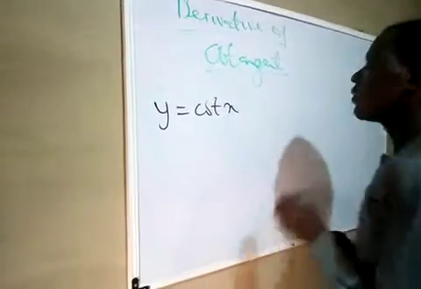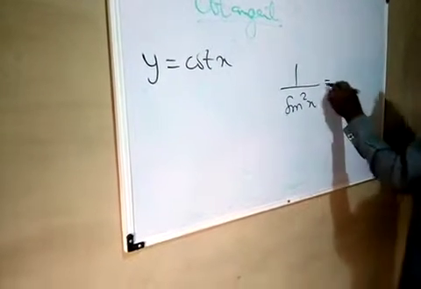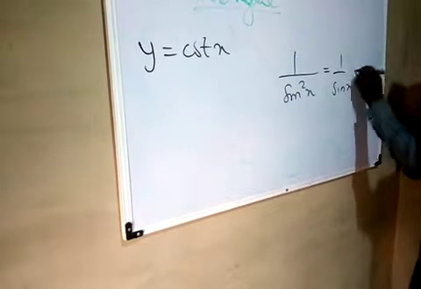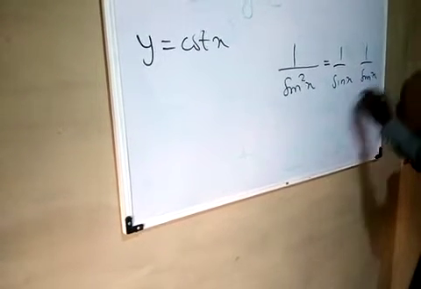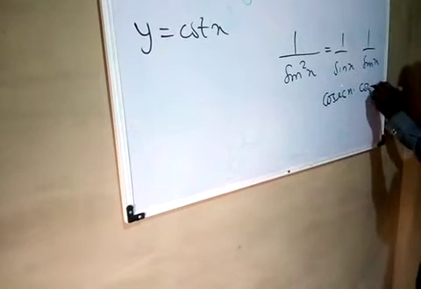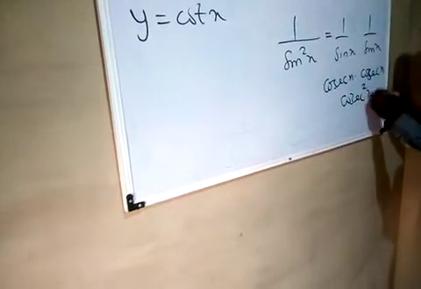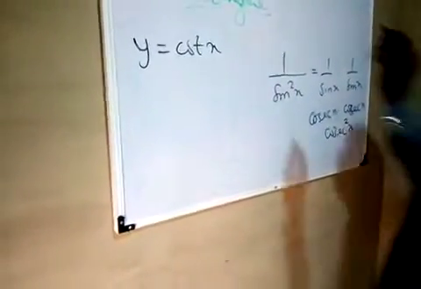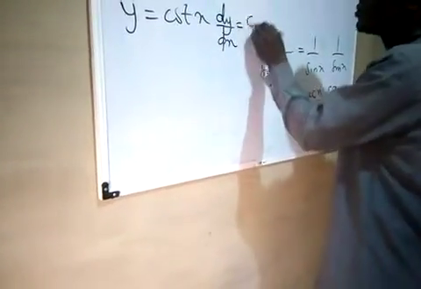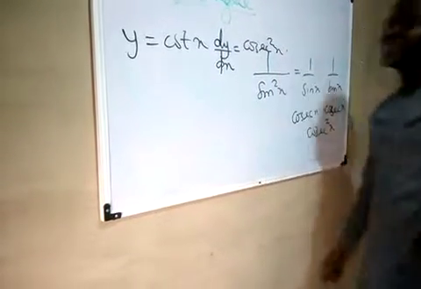We said our dy/dx is 1 over sin square x. So that gives us 1 over sin x times 1 over sin x. That will give us cosec x times cosec x, which is cosec square x. So that means if you differentiate cot x, dy/dx will be equal to minus cosec square x. That is what you are going to have.